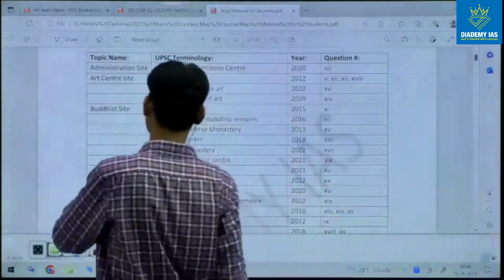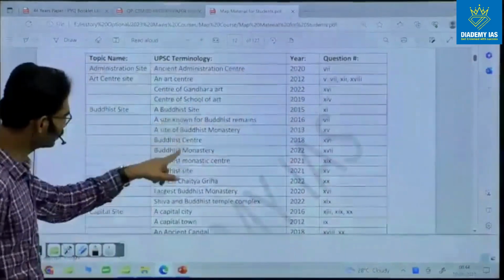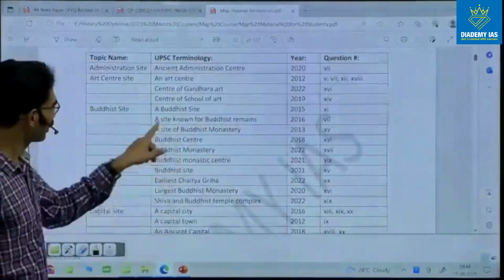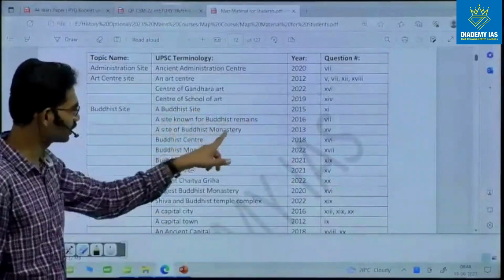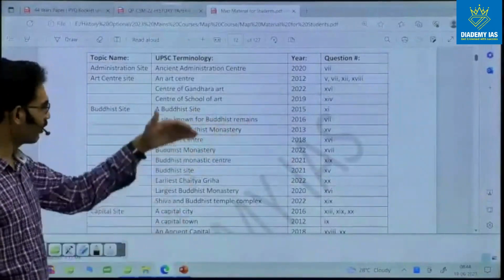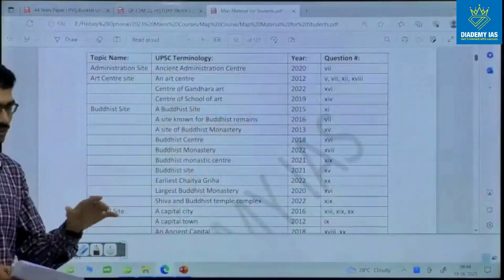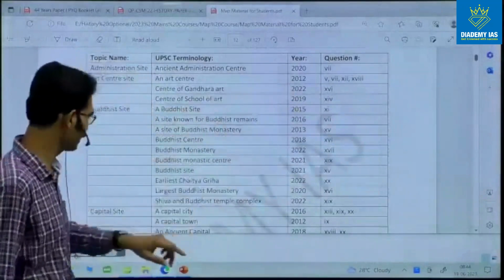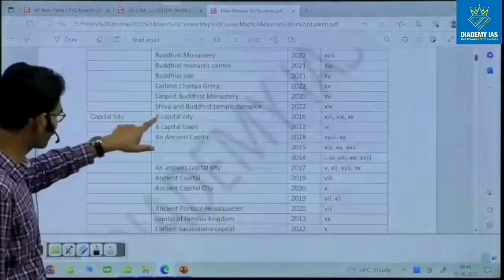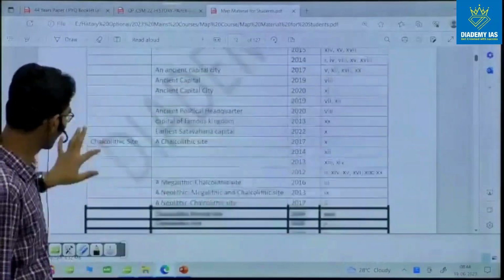Site name is only Buddhist site, but UPSC can give different names. A Buddhist site, a site known for Buddhist remains, a site of Buddhist monastery. If we have all the Buddhist sites in one place, and again statewide if we have, then automatically we will recognize. Now come to this capital site, similar way.